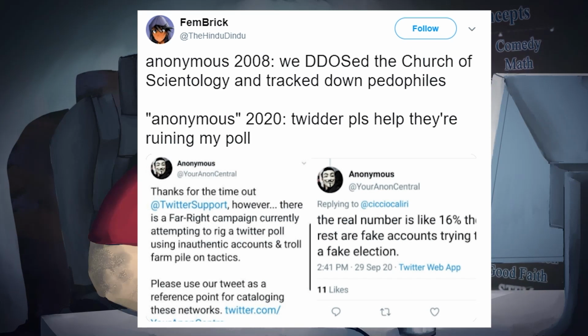Even Anonymous themselves, the activist group Anonymous, has turned into a fucking joke. As my pal Brick once said before we got banned off Twitter: Anonymous in 2008, we DDoSed the Church of Scientology and tracked down pedophiles. Anonymous in 2020: Twitter please help us, they're ruining my poll.